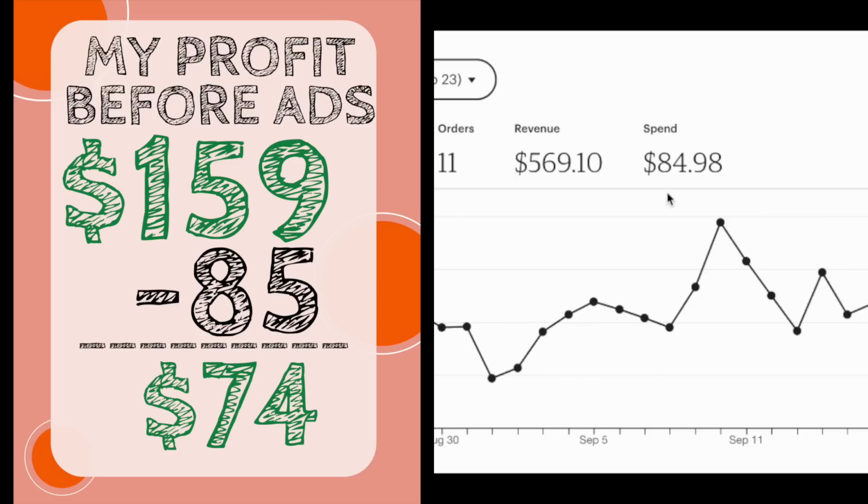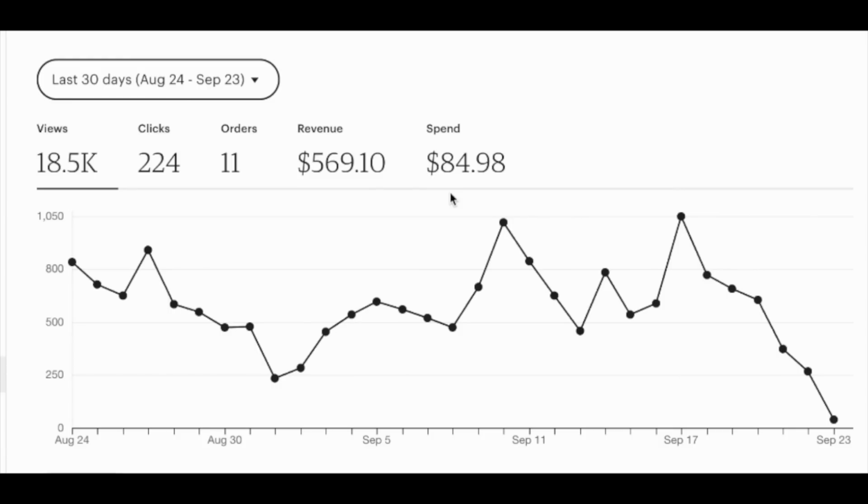I'm just mentioning this because sometimes if I'm making a good amount of money on this item, even though it's showing that I lost money over the last couple of days, sometimes I'll leave it be and just see what continues to happen.